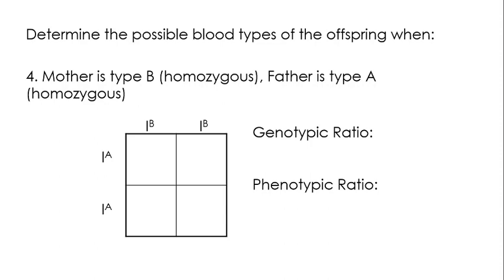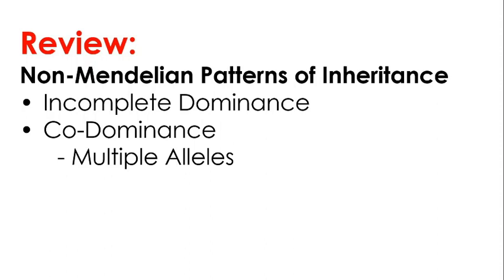Very good. So I think na master nyo na ang pag-predict ng genotype at phenotype ng mga offsprings sa incomplete dominance, codominance, and sa multiple alleles. So before we end the video, let's have a short review of the non-Mendelian patterns of inheritance. We have the first one, the incomplete dominance, wherein the offspring will have an intermediate phenotype, which is a blend between the phenotype of the homozygous parents.